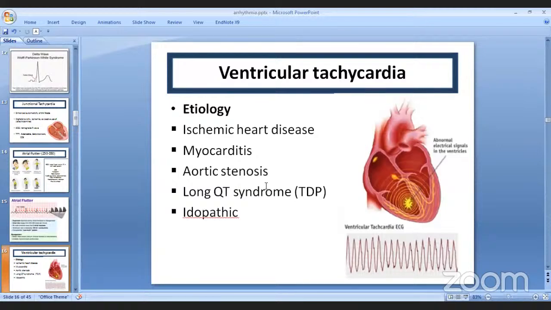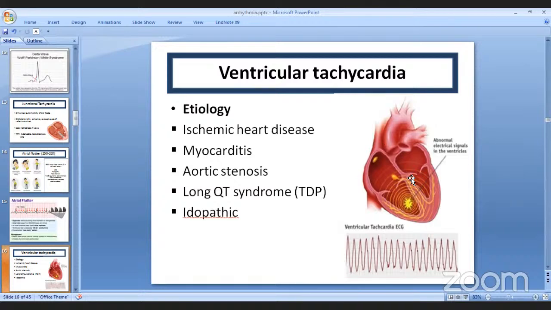Electrical activity imbalance can cause ventricular tachycardia. Aortic stenosis, right? How does aortic stenosis cause it? As you can see in this picture itself, the ventricles have to push blood through the aorta, but since there is stenosis, the ventricles experience a lot of pressure. It has to beat under pressure, under resistance.